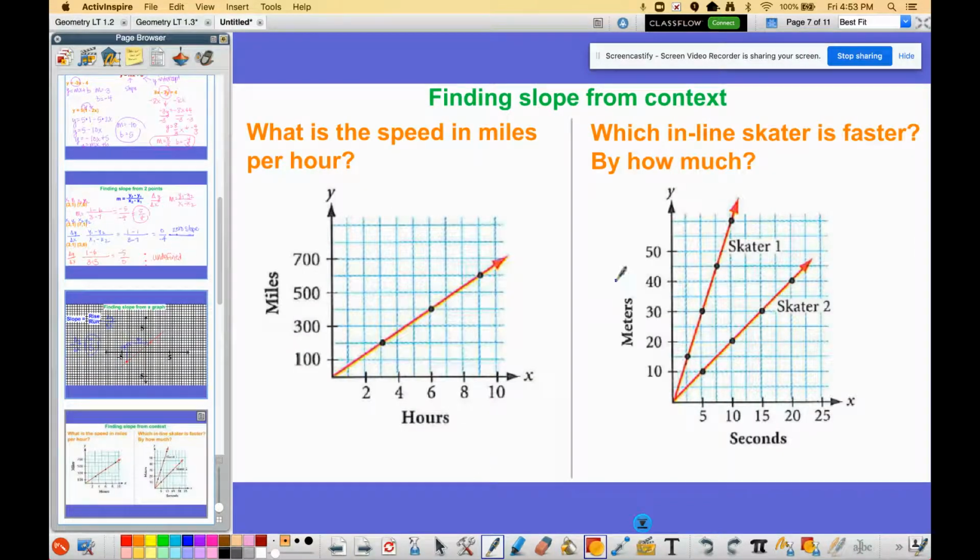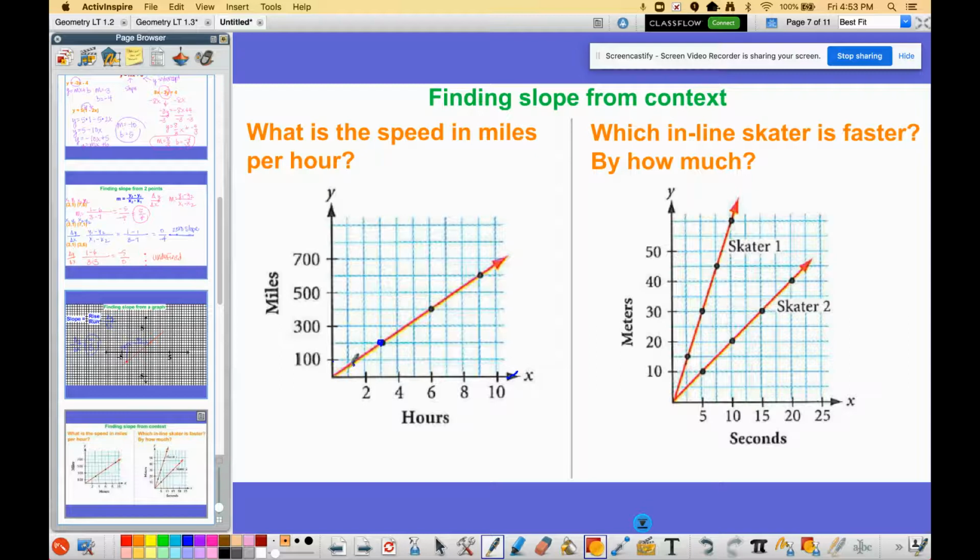Now, what about if you have a word problem or context and you need to find slope from the context? Like in this first problem here, what is the speed in miles per hour? Well, we do have some points on our graph here. But now look at the scale. My hours are labeled by 2s, and then my miles are counting 100, then 300, then 500. So they're counting every 200.